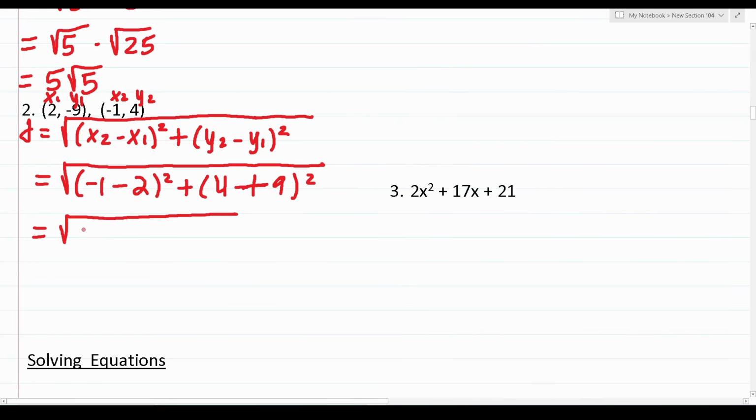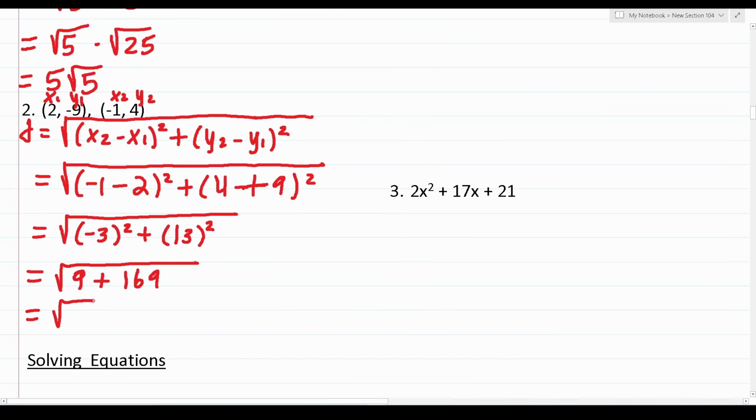-1 minus 2 is going to be -3 squared, and 4 plus 9 is 13 squared. -3 squared is the same as -3 times -3, which is 9. And 13 squared is the same as 13 times 13, which is going to be 169. You could work that off to the side if you wanted to, but you should memorize your perfect squares.